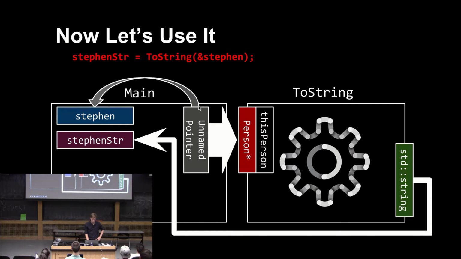And what that actually does, under the covers, is it creates a temporary little variable that just so happens to have the address of where Stephen lives in memory. And then it passes that into the function. That's actually what gets handed to the function.